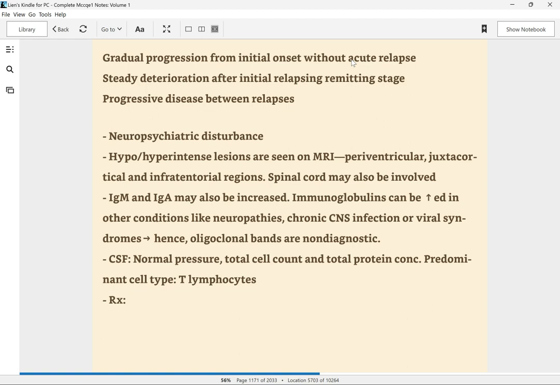IgM and IgA may also be increased. Immunoglobulins can be increased in other conditions like neuropathies, chronic CNS infection, or viral syndromes, hence oligoclonal bands are non-diagnostic. CSF: normal pressure, normal total cell count and total protein concentration. Predominant cell type: T lymphocytes.